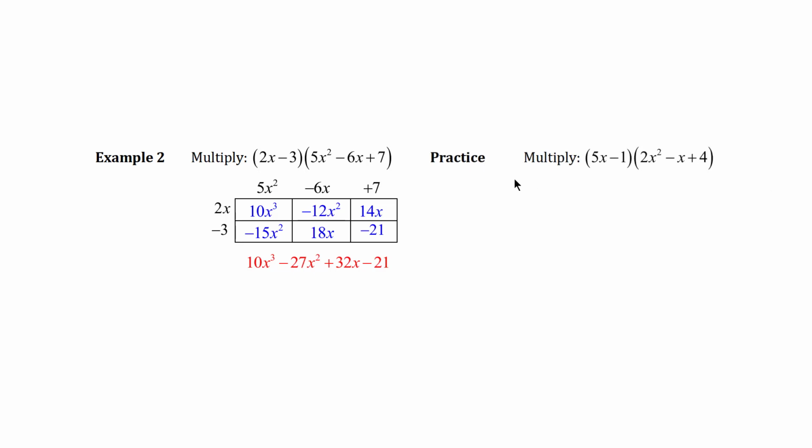Next, we have a practice problem for you to try. Multiply. You have the binomial 5x minus 1 times the trinomial 2x squared minus x plus 4. Go ahead and pause the video, try out this problem, and then check back with the video to see the answer.